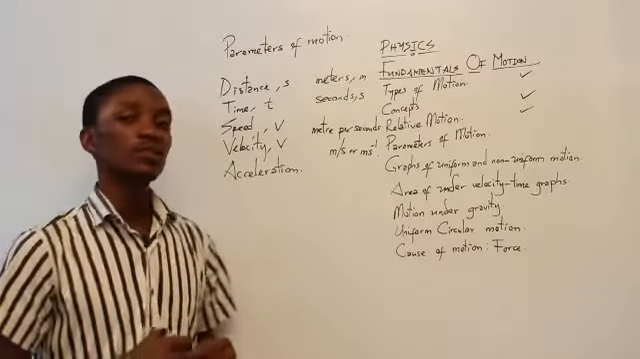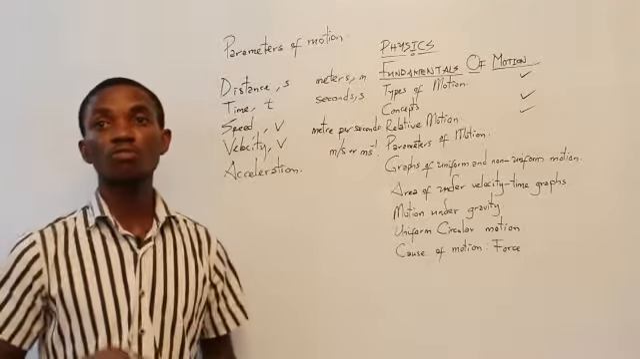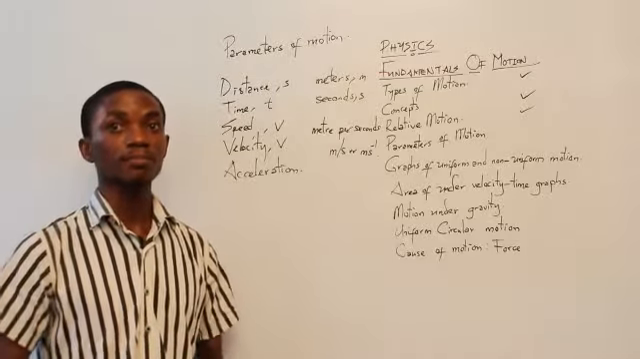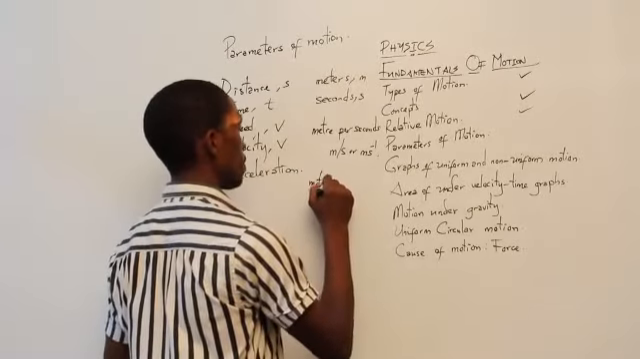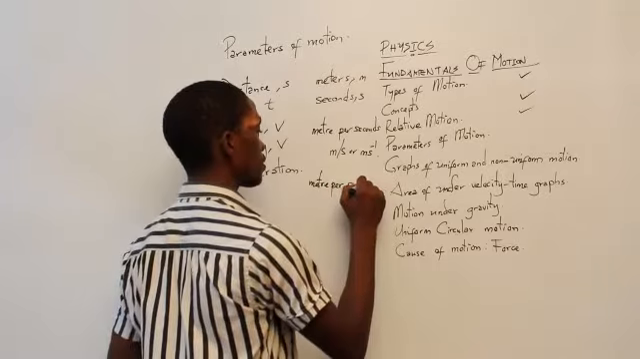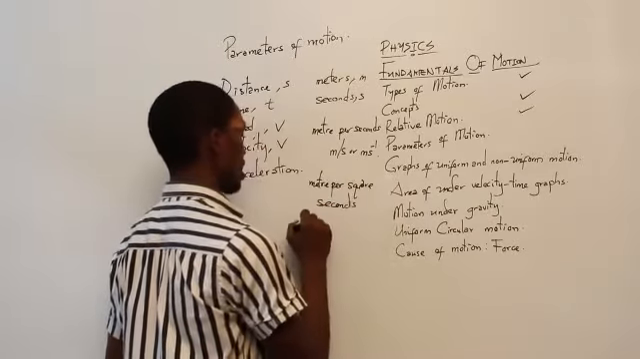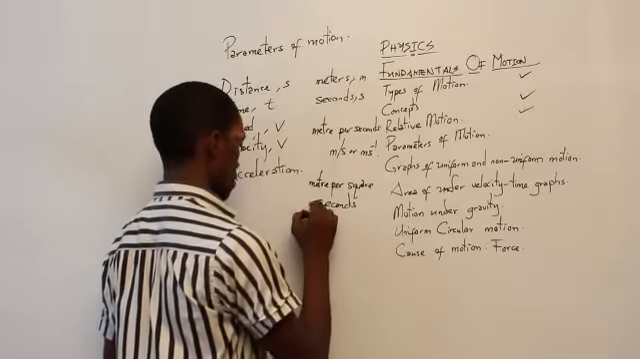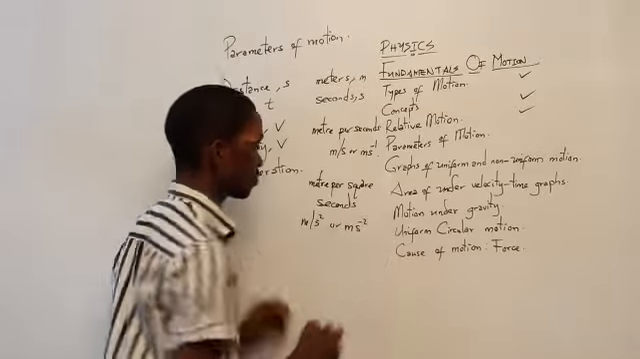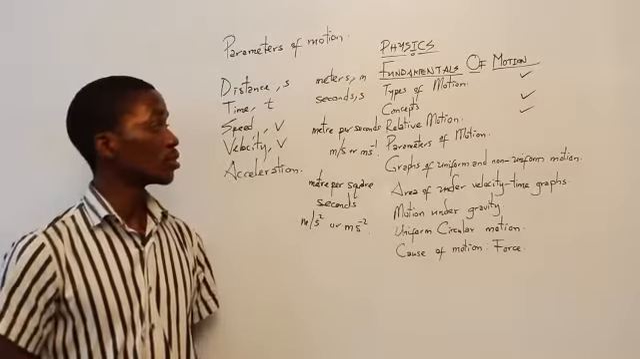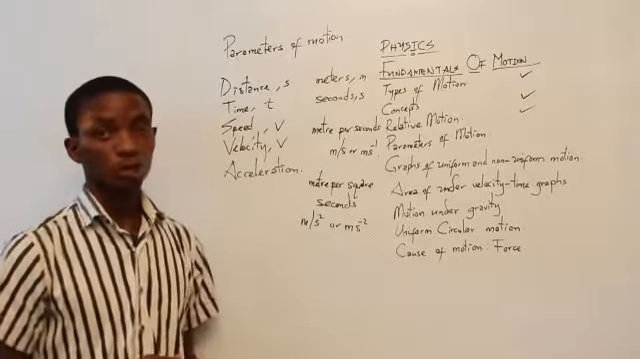And lastly, but not the least, we have acceleration. Acceleration is the rate of change of velocity with time. That is velocity divided by time. So it is represented with meters per square second, which is written as m/s². So these are the basic parameters that we work with when it comes to motion.